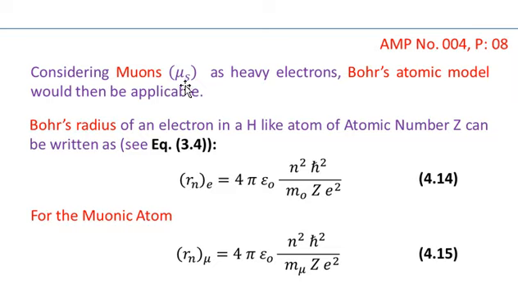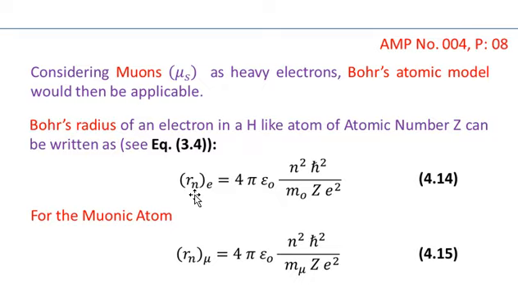Considering muons, the subscript mu stands for muons. So considering muons as heavy electrons, Bohr's atomic model would then be applicable. Bohr's radius of an electron in a hydrogen-like atom of atomic number Z can be written as we have written for the first time in equation 3.4, and now we are writing it again as given in equation 4.14.